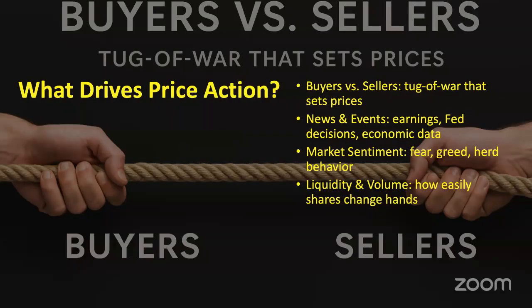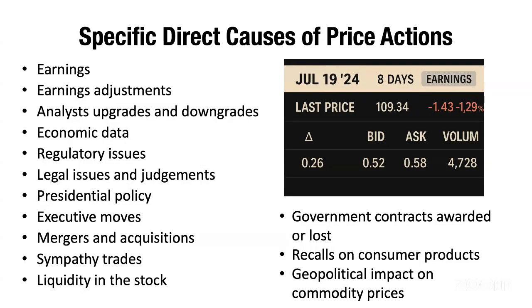At a high level, what drives price action? Well, it's a buyer-seller's tug of war that sets prices, and that comes from everything. It could be news and events like earnings, Fed decisions, economic data. It could be market sentiment, fear and greed, herd behavior. Also, liquidity and volume, how easily shares change hands on different stocks, can also move price action. Less liquid stocks can have a more volatile price action, and more liquid stocks tend to move in more consistent directions.